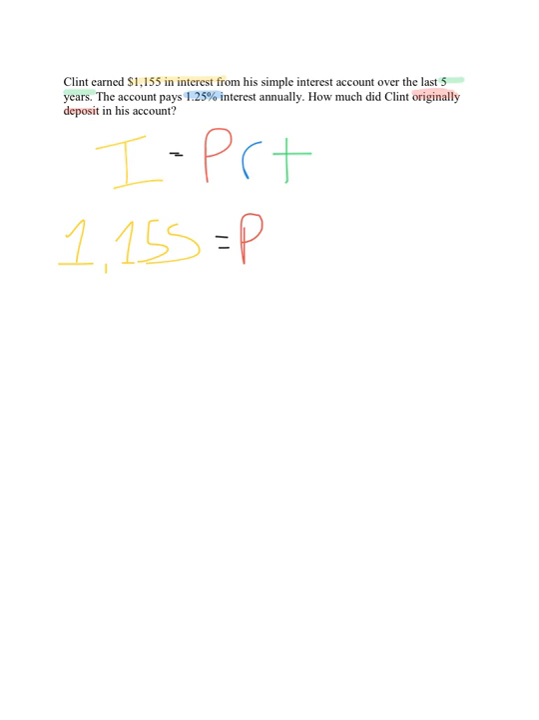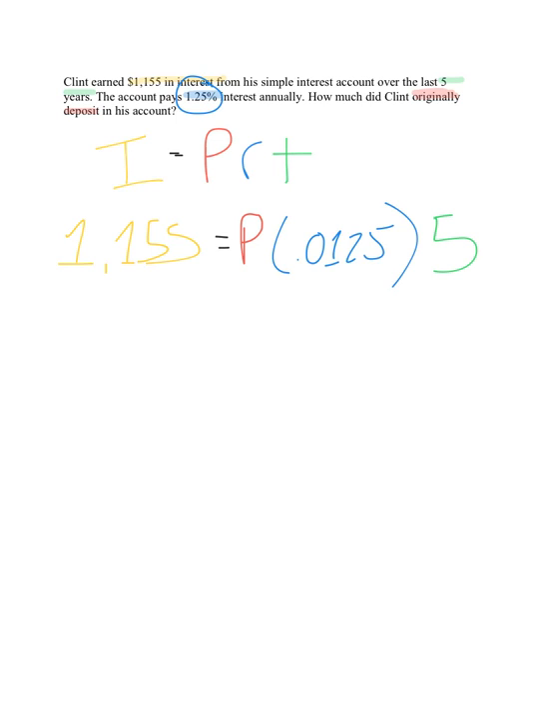We know the rate, and we have to be careful when we're plugging in the rate. Remember, we have to express that as a decimal. So as a decimal, that would be 0.0125. Last but not least, we know that this money was in the account for 5 years. That's our time. So now we're going to solve for P.